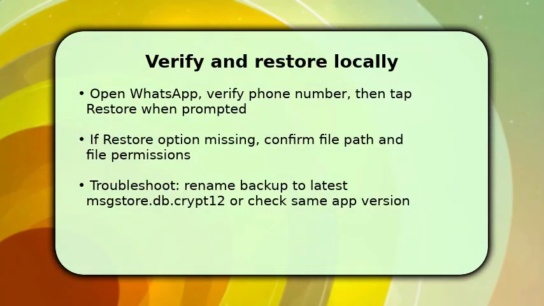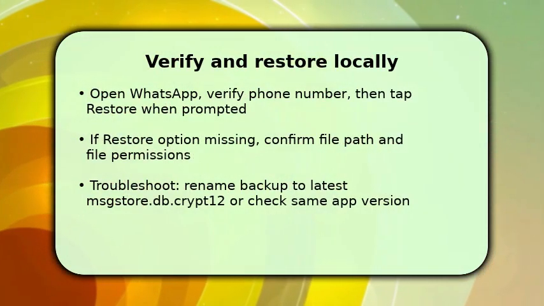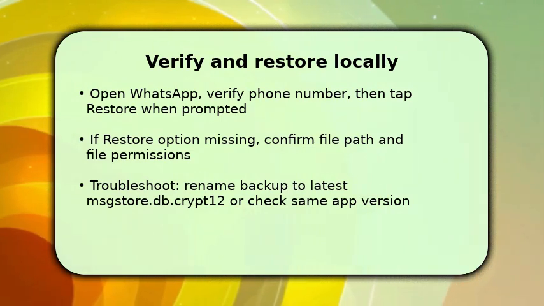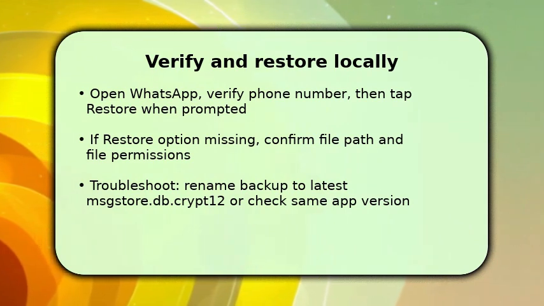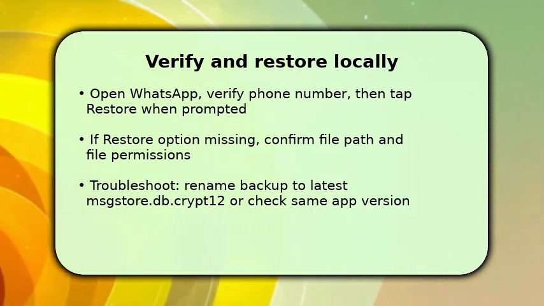On the new phone, open WhatsApp and verify your phone number. This triggers the app to search for local backups. When prompted, tap Restore and wait while messages and media import. You'll see progress and then your chats reappear.